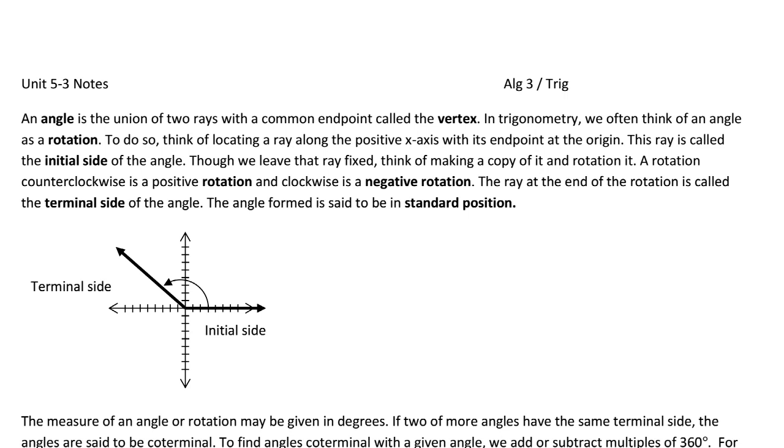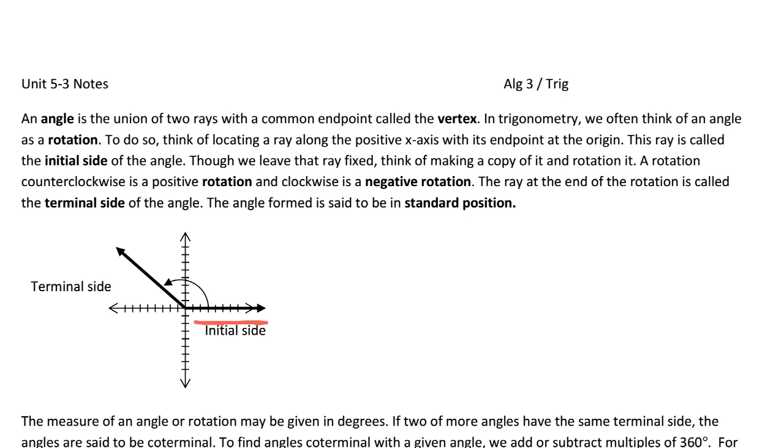An angle is a union of two rays with a common endpoint called the vertex. In trig, we often think of an angle as a rotation. To do so, we have to locate the ray along the positive x-axis and its endpoint at the origin. This ray is called the initial side. So our initial side is our starting side right along the x-axis. Though we leave that ray fixed, think of making a copy of it and rotating it.